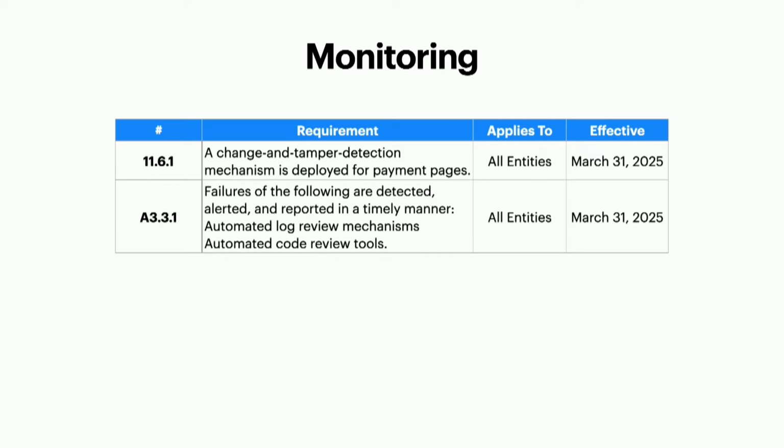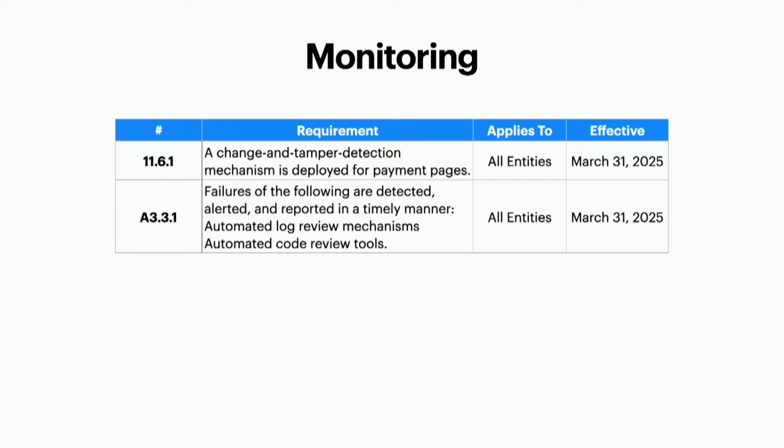And then change and tamper detection mechanisms are deployed for payment pages, so specifically on the payment page. It calls out once a week, or you can define it through a targeted risk analysis. You basically have to look at your payment page and see if it's changed and do something if you didn't expect it to change. So some type of monitoring and hashing of that page and detecting whether it's changed without you being aware of the change to production.